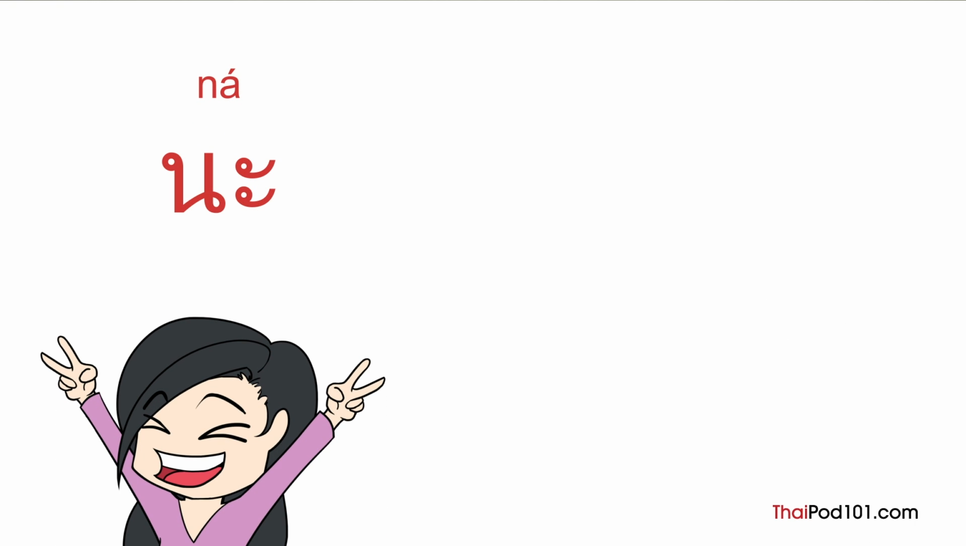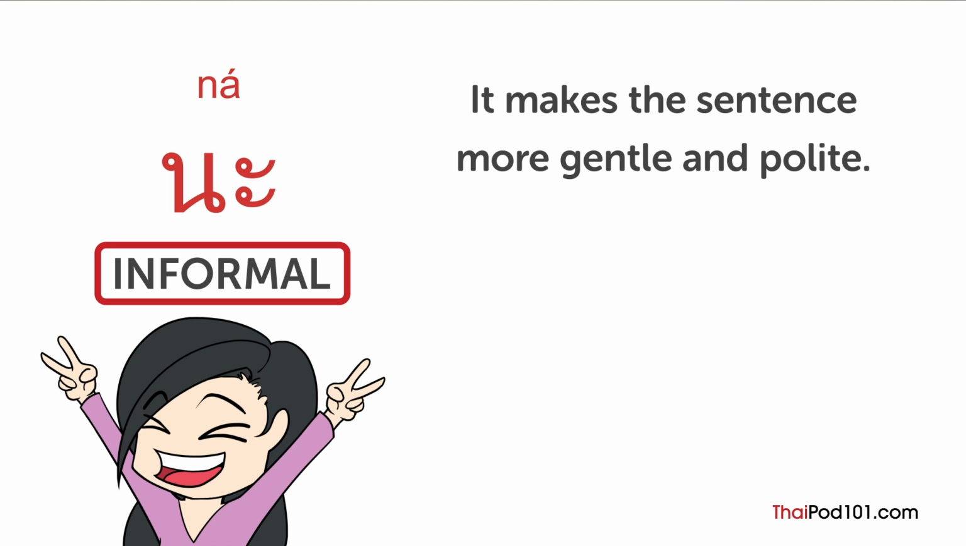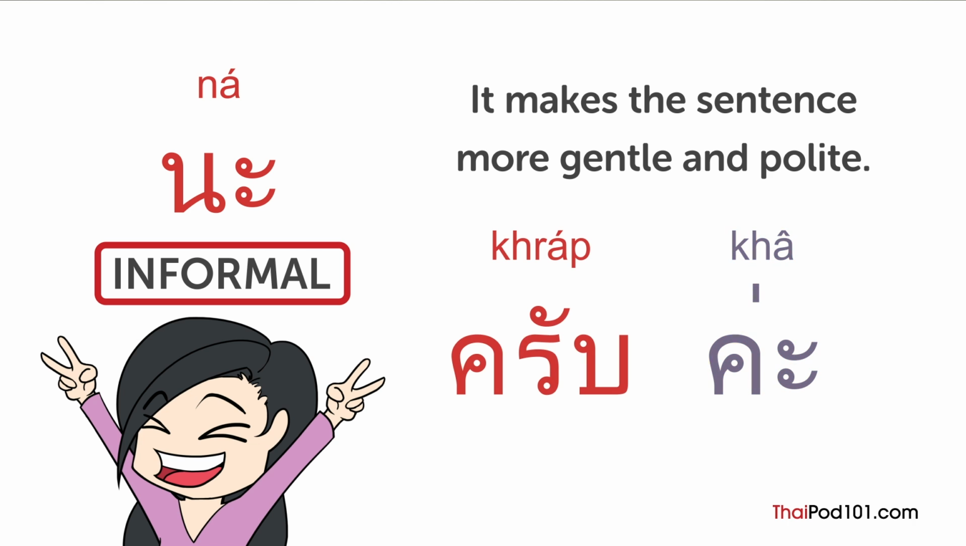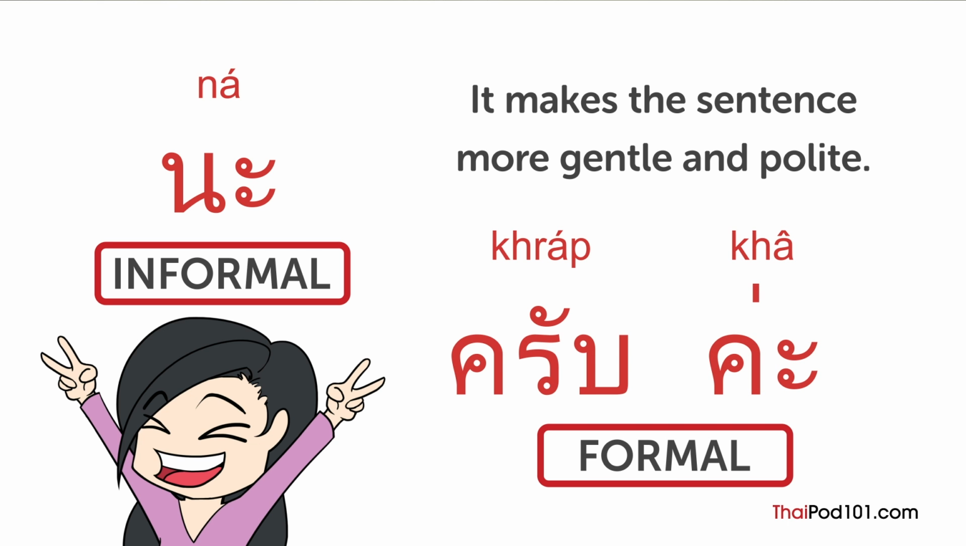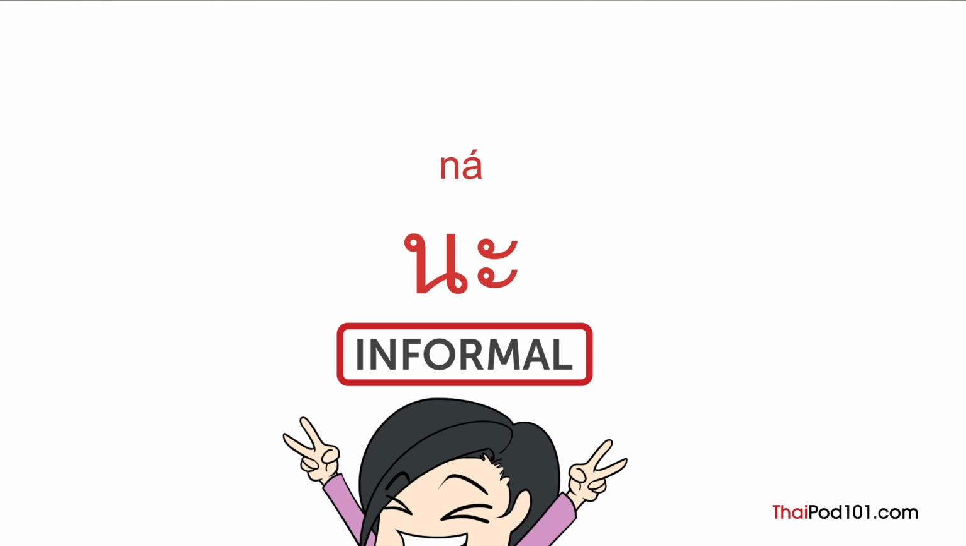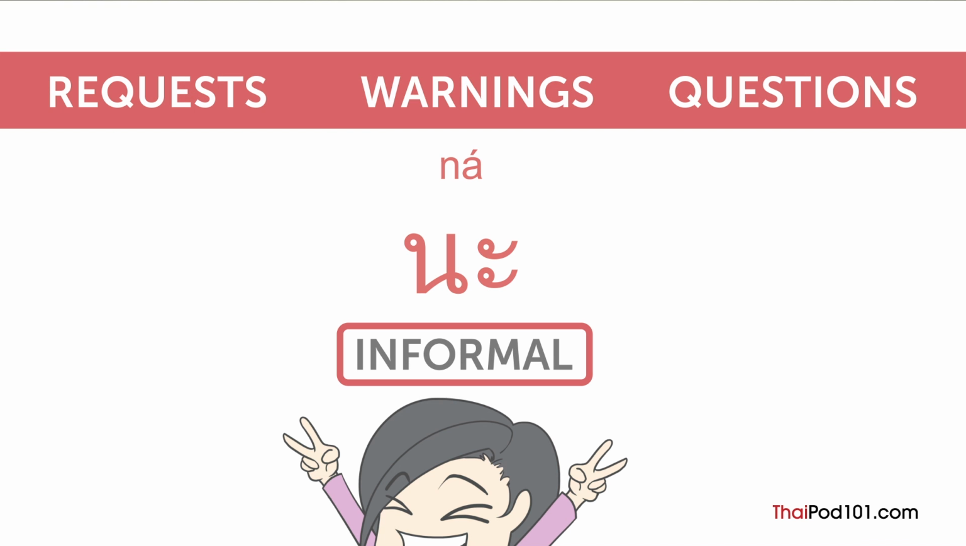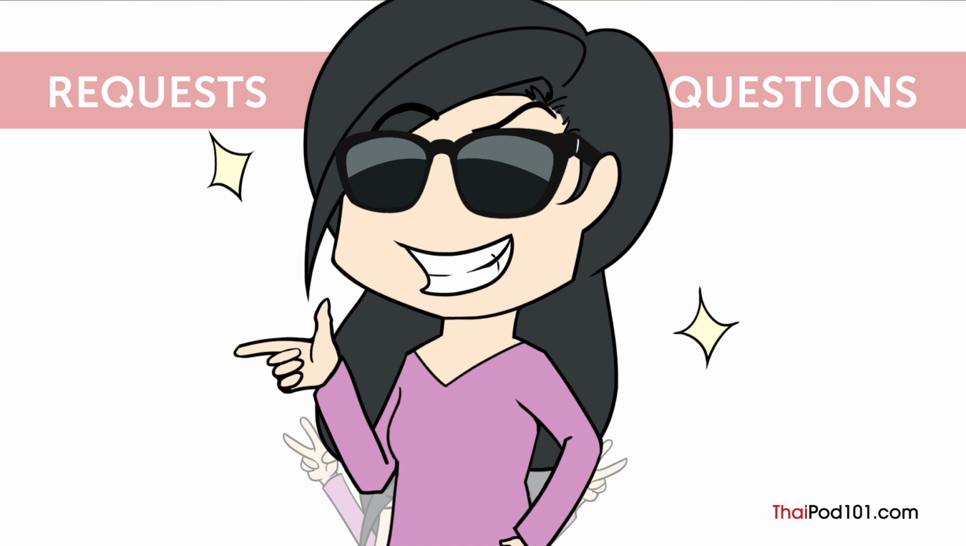in conversation. This is usually used informally among Thais to make the sentence more gentle and polite. It's less polite than ครับ or ค่ะ. That's why it's used informally. So what does this word mean? In fact, there are various meanings of this word, which can be applied to many sentences, including requests, warnings, or even questions. Let's learn about these different usages in Thai sentences.